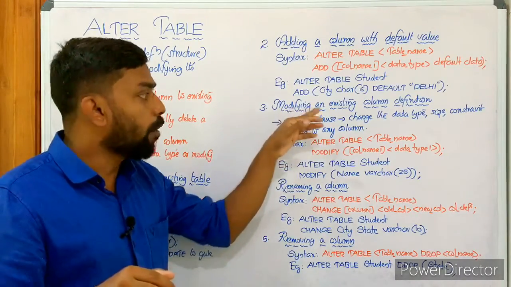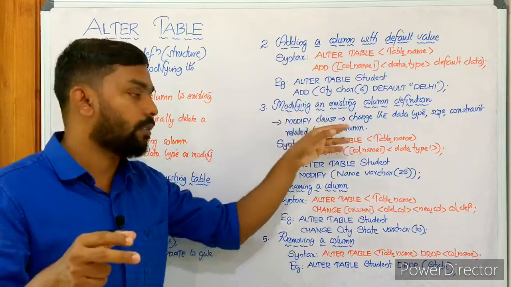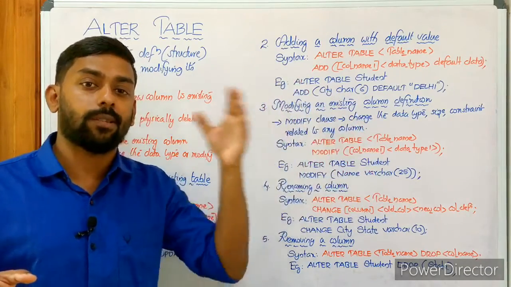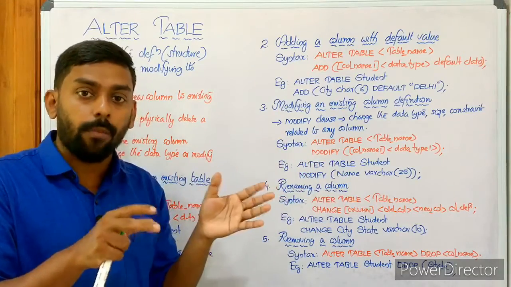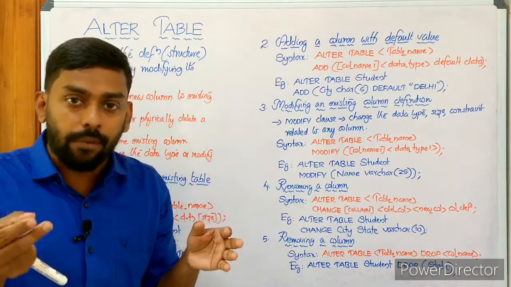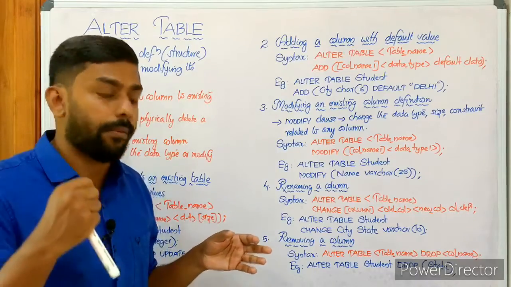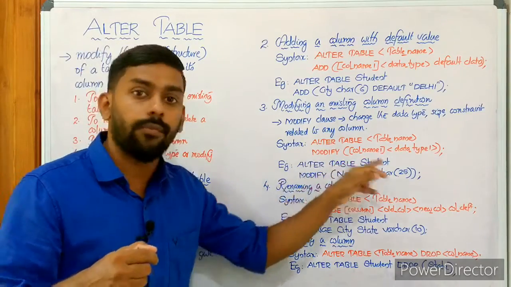Then, modifying an existing column definition, the modify clause is used. We can modify the data type, size as well as the constraints. Here we have modified the size. Name is an existing column, and at present it has size 20. We are modifying it to 25. Alter table student, modify name varchar 25.